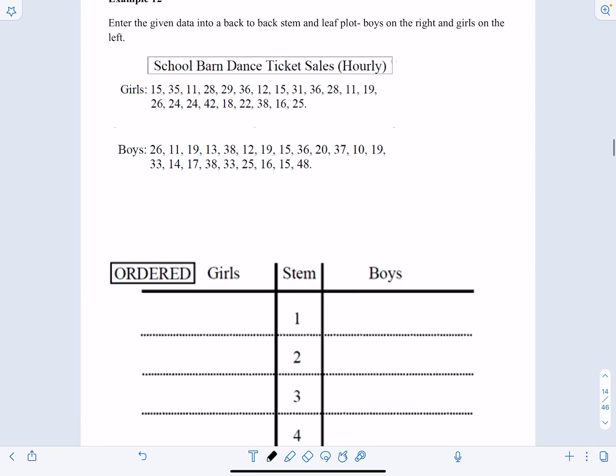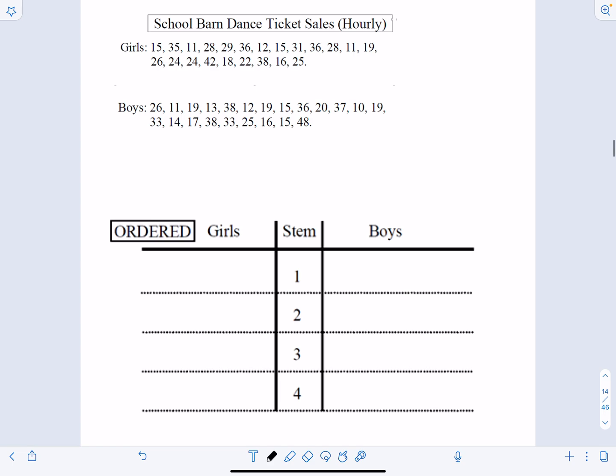Okay, let's go to this example. So once again, we're going to enter these ones in a back-to-back stem and leaf plot. If you were to do this one, I'm just going to quickly give you the answer.